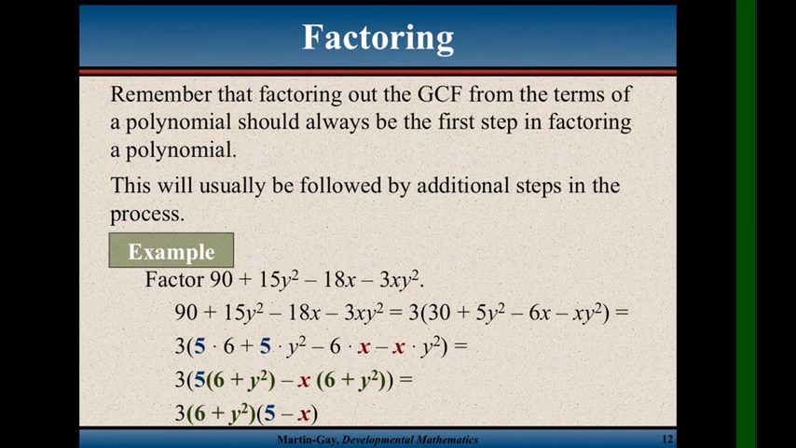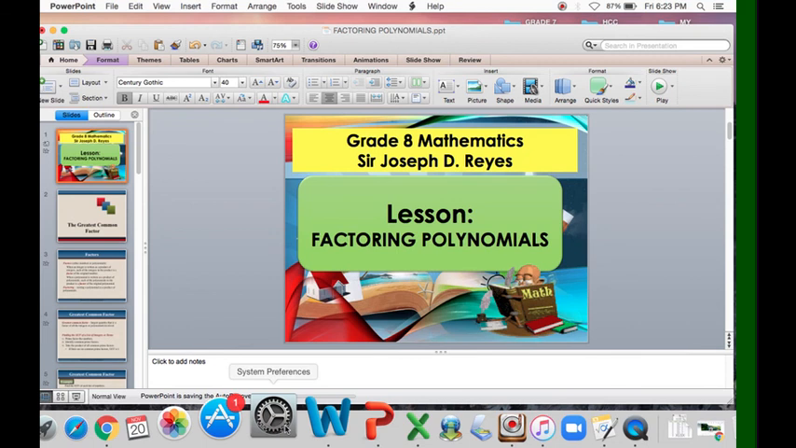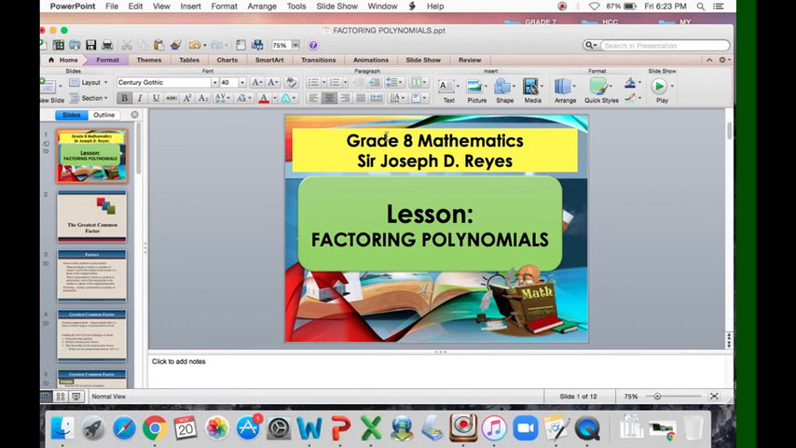And finally, we have 3 quantity 6 plus y squared and 5 minus x. Same thing that we've done in our previous example. So we get the 6 plus y squared as our GCF. And then what remains are 5 and negative x, and that is our answer. All right, so that's all about factoring polynomials. With that, thank you very much for listening.